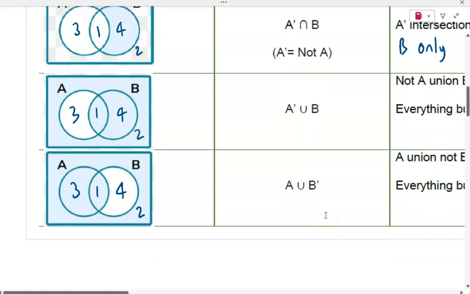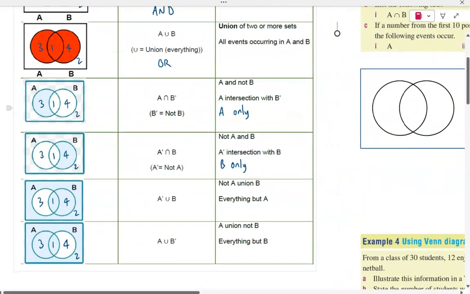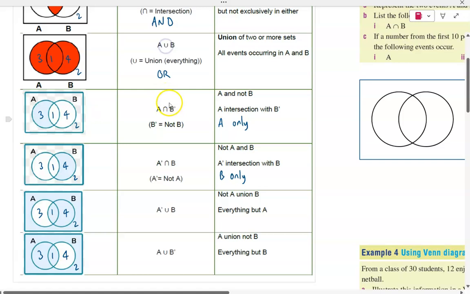And then this is the trickier part, all right? So not A or B, or not A union B, is basically talking about everything except A, and vice versa. A union not B is talking about everything except B, all right? So if you get stuck, if there is a question that asks about probability and it uses one of these notations, refer back to this diagram, this picture, which is in your booklet, and hopefully you'll then work out what section or sections of the Venn diagram they're talking about.